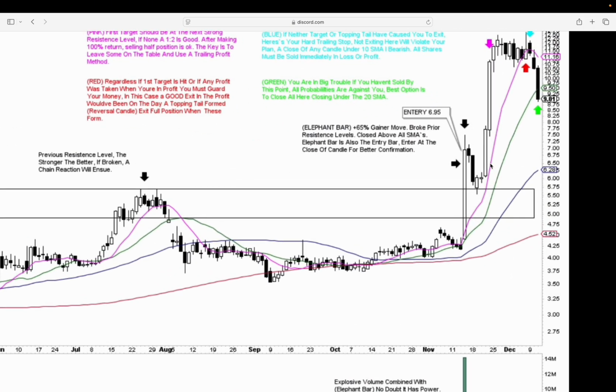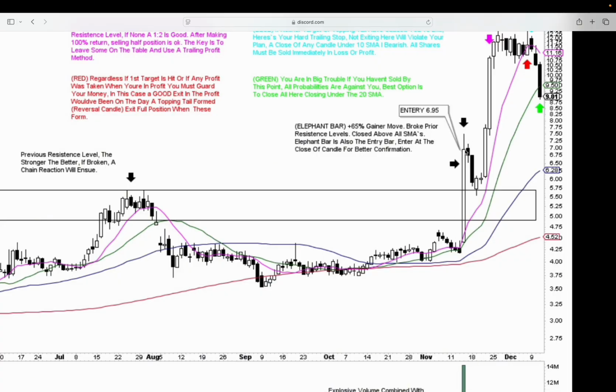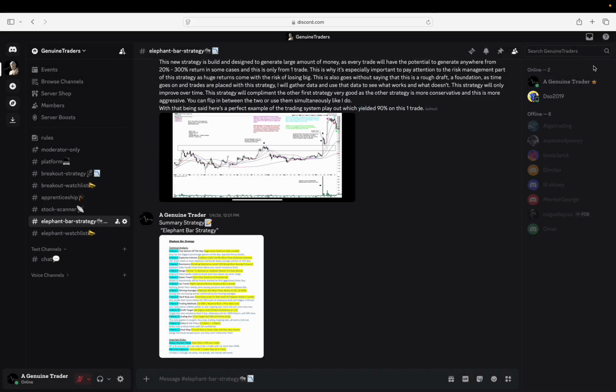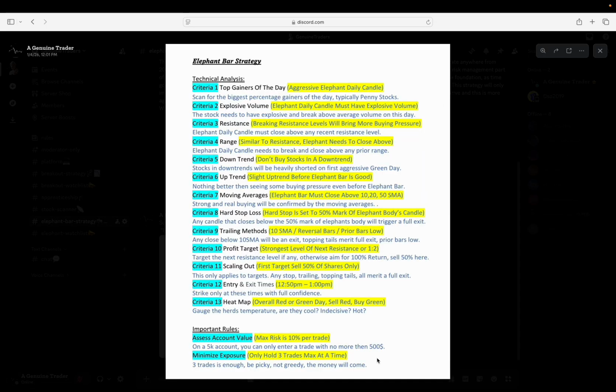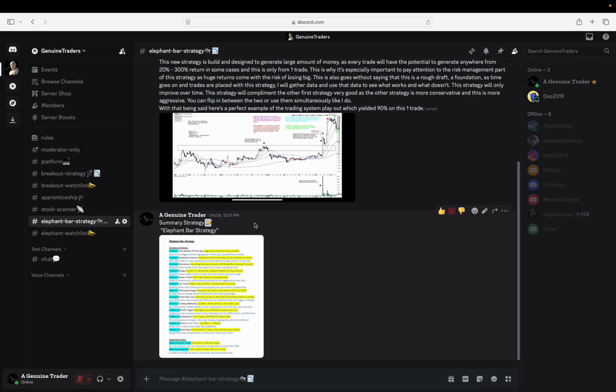But besides that, one thing I would want to put emphasis on is the size of the body of the candle, also huge, closing at around the 80% mark from the high. So that's really what you want to see. But besides that, that's pretty much it. Here's a summary of the strategy here. Again, this should just serve as a foundation. Over time, you will need to add new rules, maybe new criteria as well.